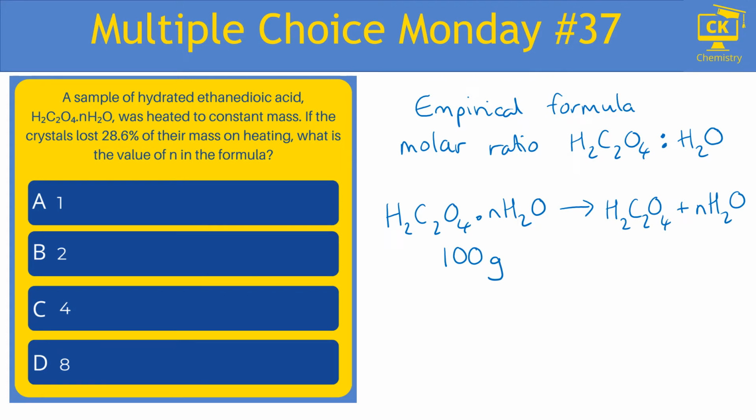What other numbers can we get from the question? Well, it says that we lost 28.6% of the mass. The mass that is lost is the water that is coming off the compound. And so we know that 28.6 grams will equal the mass of the water. Since it can only be made up of the mass of the water and the mass of the H2C2O4, that also gives us the mass of the H2C2O4. That will be 71.4 grams.